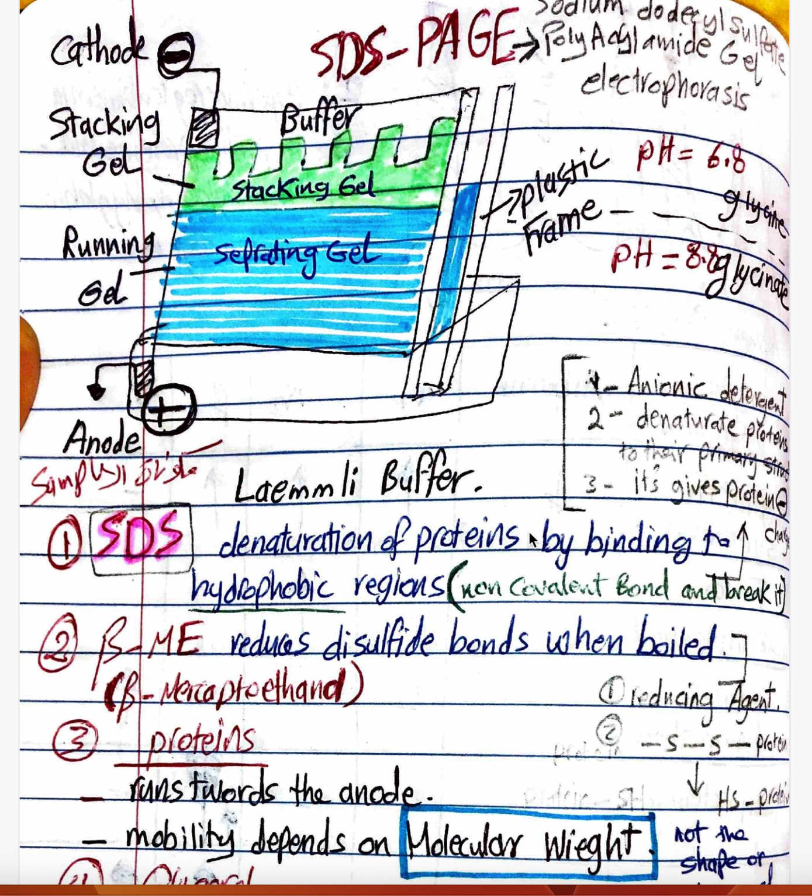If you hear SDS-PAGE, is there a native PAGE? Yes, there is a native PAGE, and in native PAGE they are separated depending on the charge, the density, the size, and the shape, because there is no SDS and no denaturation. So they will be separated according to the size, the charge, the density, everything. So that is the difference between them.